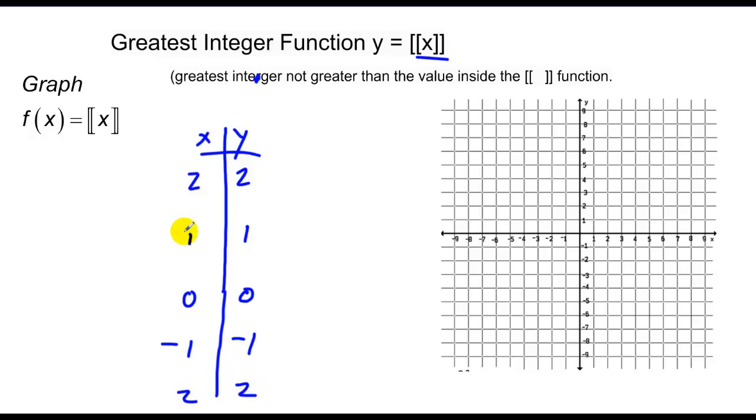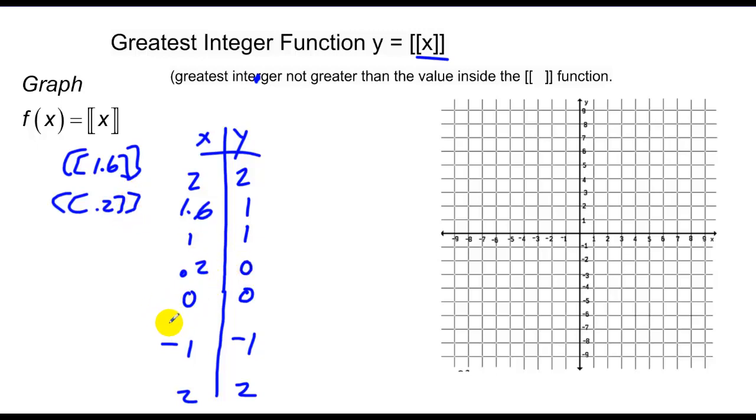However, what happens if I plug in some decimals, like 1.6? What integer, when I plug this in, so the greatest integer of 1.6, is not greater than 1.6? Well, I can't say 2, so my next integer that is not greater than 1.6 would be 1. If I plugged in the number 0.2, then the integer not greater than the decimal 0.2 is actually 0.